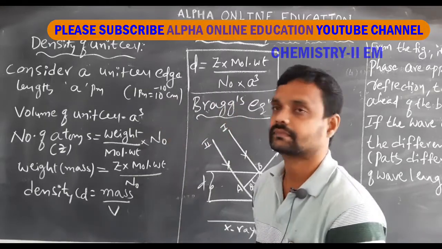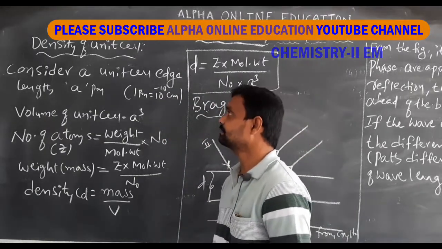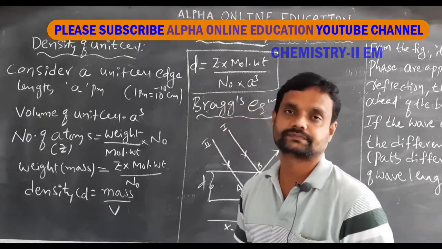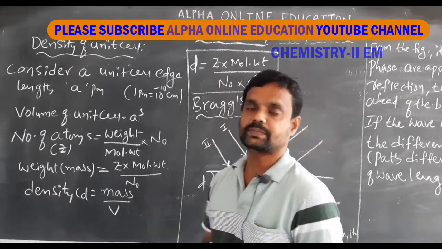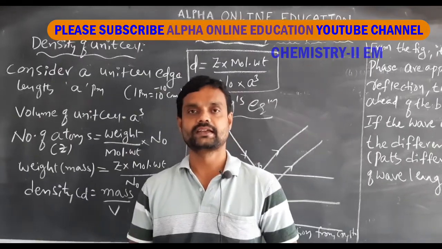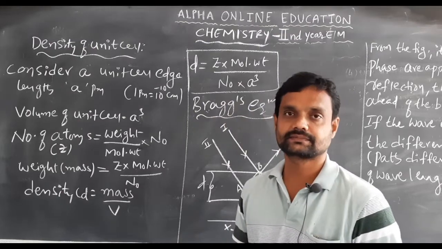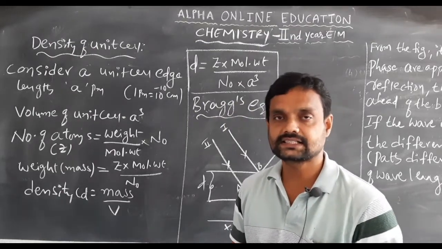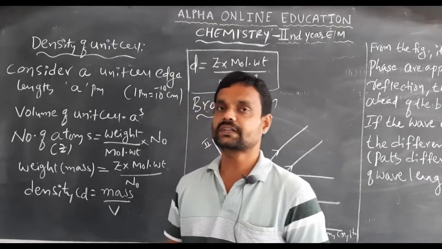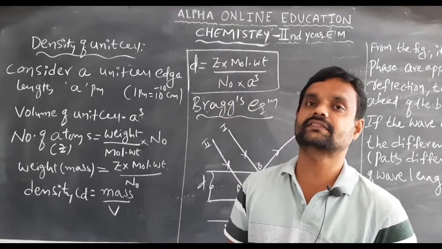Students, in this class we discuss the density of the unit cell. In previous classes we derived the packing efficiency of the simple or primitive unit cell, face centered unit cell and body centered unit cell. Now we can find out the density of the unit cell.